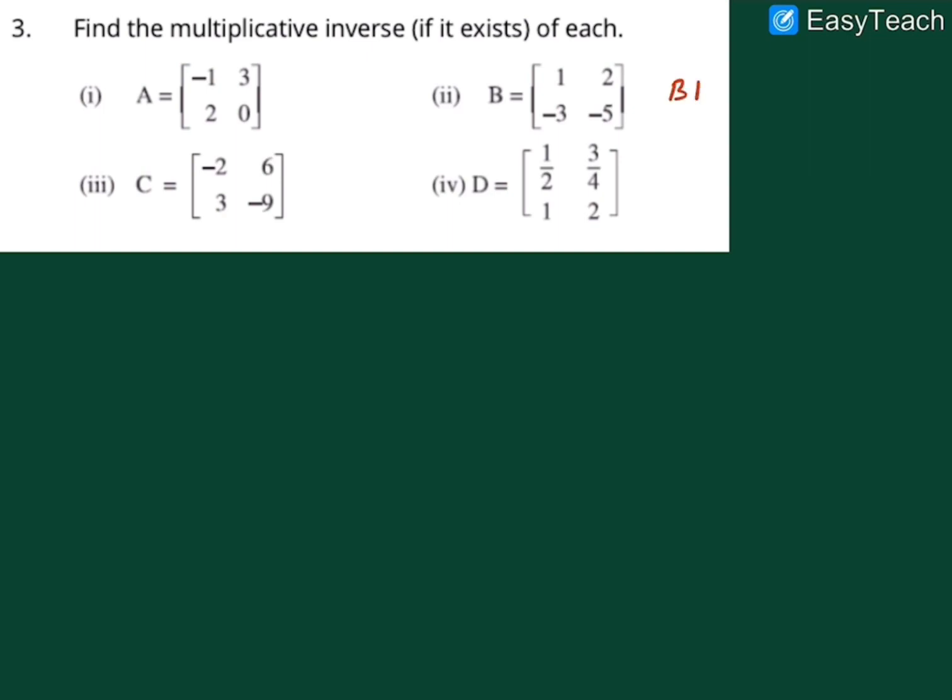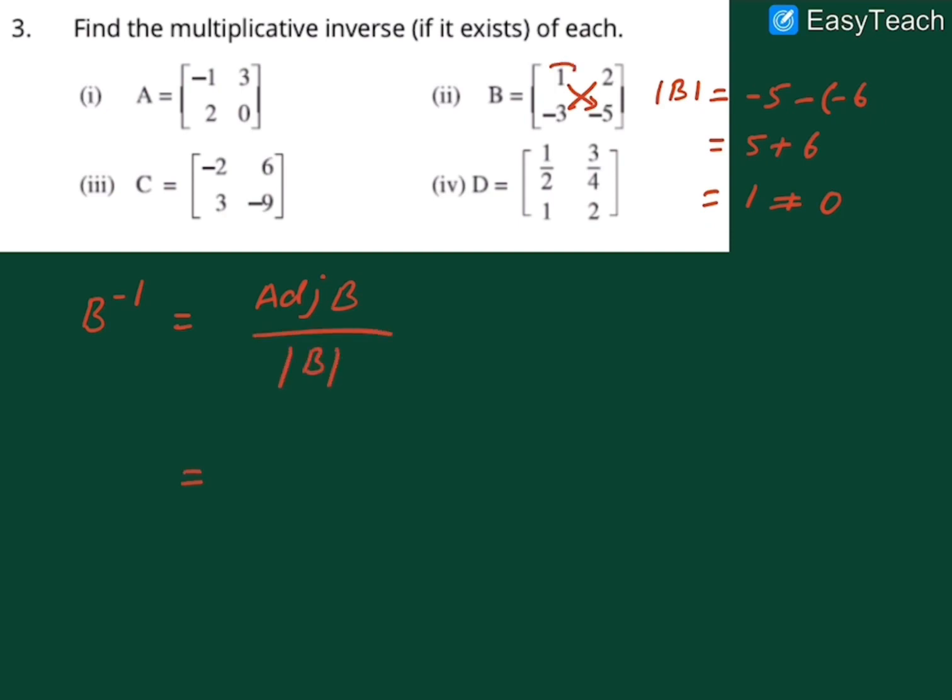First we will find B determinant, which is minus 5, minus 3 times 2 is minus 6. So it will be 5 plus 6, which is 1. So not equal to 0. So B is non-singular matrix. So its inverse exists. So what will its inverse be? B inverse is adjoint of B over B determinant.